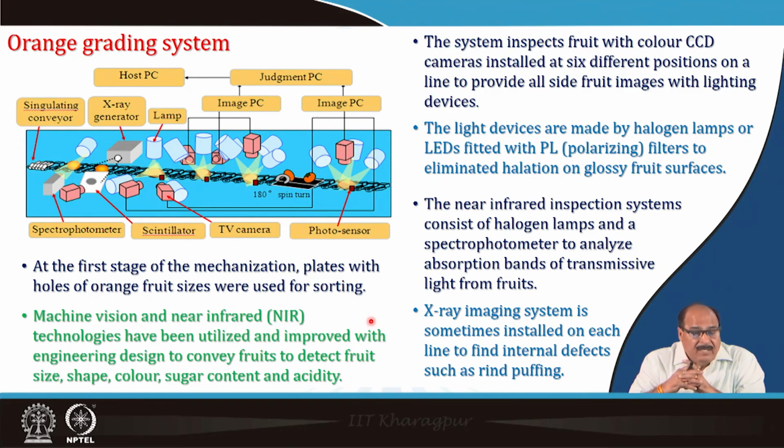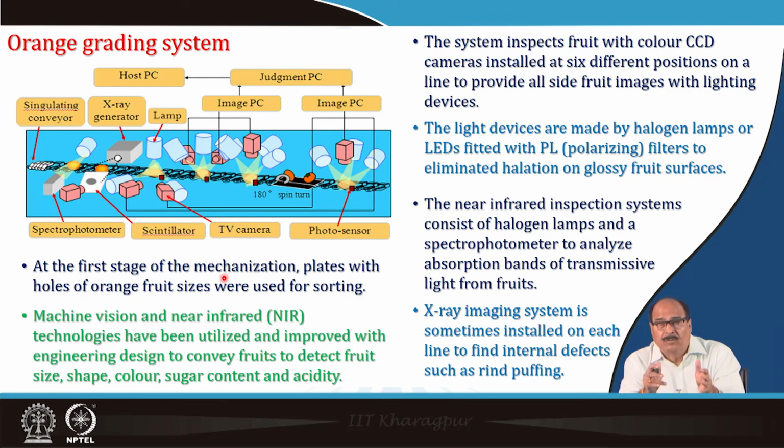Similarly, the orange grading system here also, that is the automated orange grading system. It has been shown how it works. At the first stage of the mechanization, plates with holes of orange fruit sizes are used for sorting. Then machine vision and near infrared systems have been utilized and improved with engineering design to convey fruits to detect fruit size, shape, color, sugar content and acidity etc.